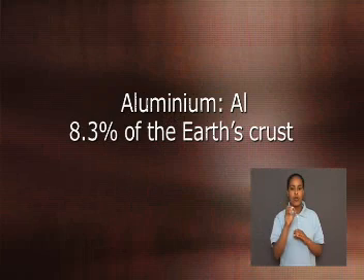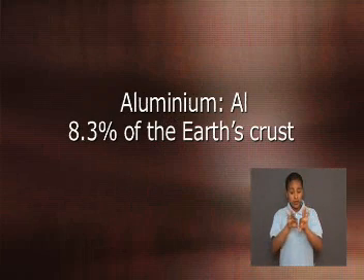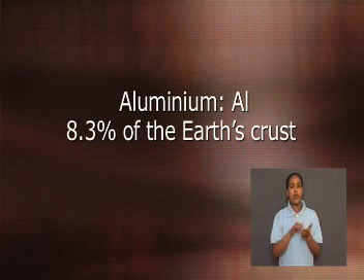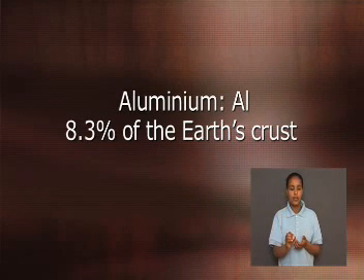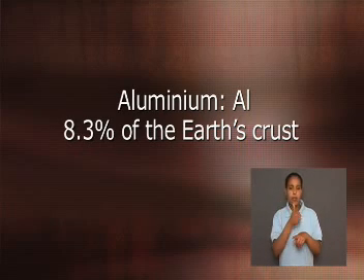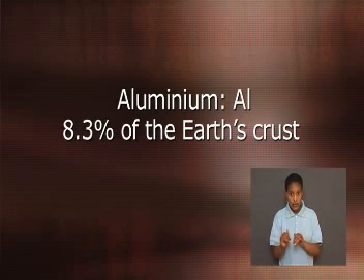Aluminium is mostly found in bauxite ore. It is the most abundant metal in the Earth's crust at about 8.3%, and it is the second most important metal in terms of global consumption.